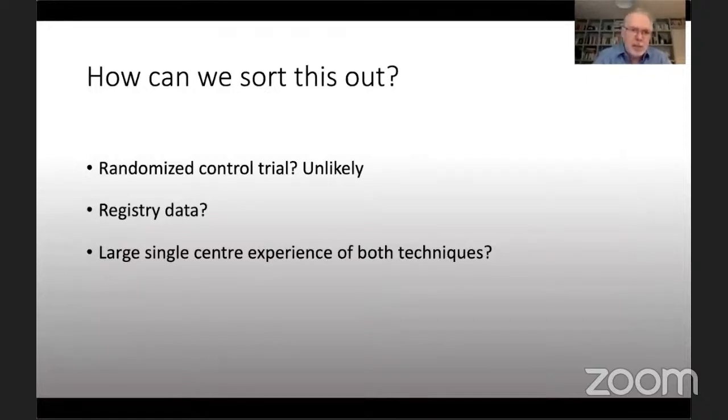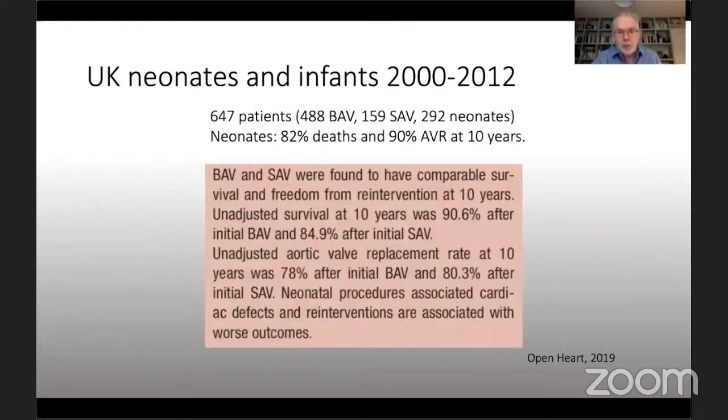A randomized controlled trial will never take place. So the best we can do is either registry data or else perhaps a large single center experience of both techniques. And there are some papers which can help. This is a paper in Open Heart in 2019, again from Bristol, using the UK National Congenital Database. There were 647 patients altogether, of whom 292 were neonates. However, most were balloon dilations as opposed to surgeries.